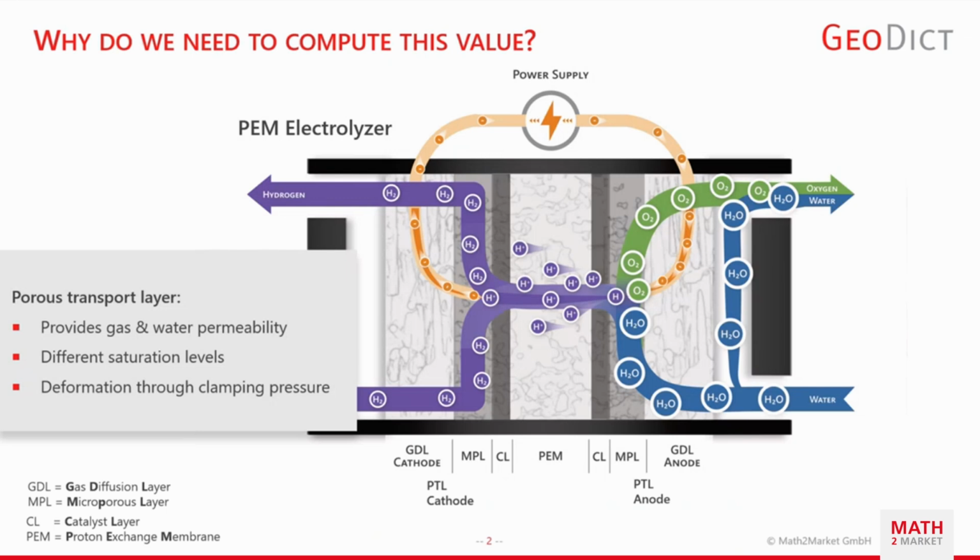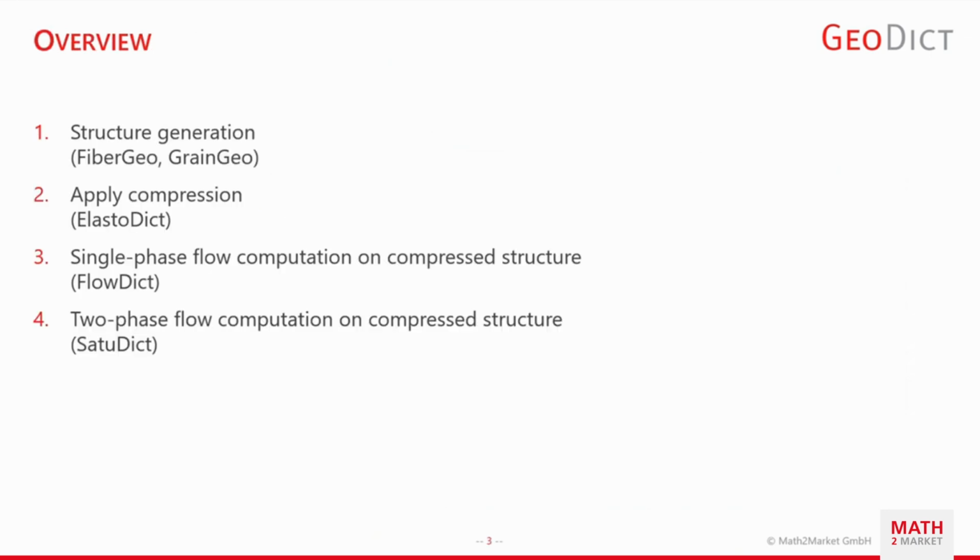And the layer is deformed through the clamping pressure that we have. So if you look at it ex situ on a CT image, it's not the same as if you have it built into the electrolyzer or fuel cell. So you have to look at different compression levels.